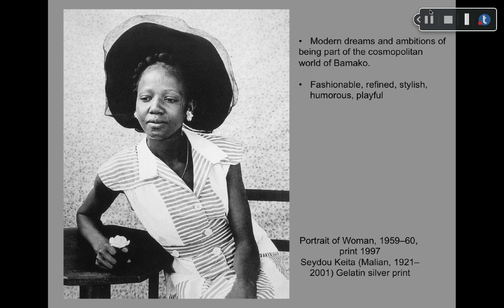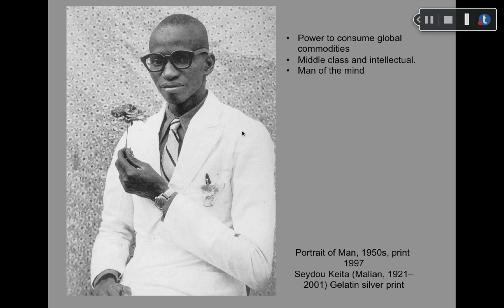So this woman would have come to Keita's studio and picked out her dress, right? These objects, she holds a flower. This is a symbol of a contemporary woman, right? It's also a symbol of delicacy, the finer things in life, right? Here she's emphasizing her modern dreams and her ambitions as part of this cosmopolitan world of Bamako. She's fashionable, she's refined, she's stylish. She looks much like what you might think a contemporary woman of the 60s might wear in France.